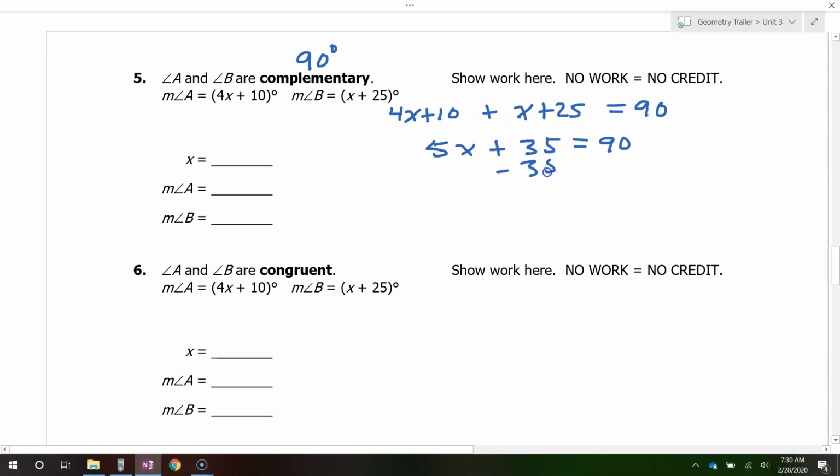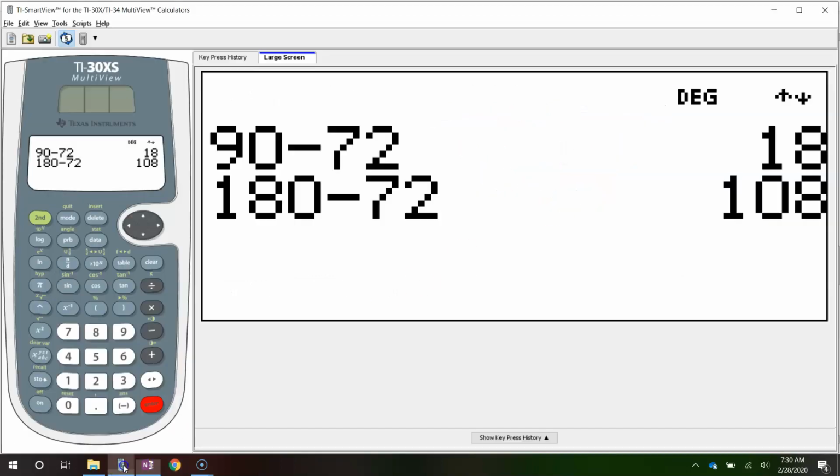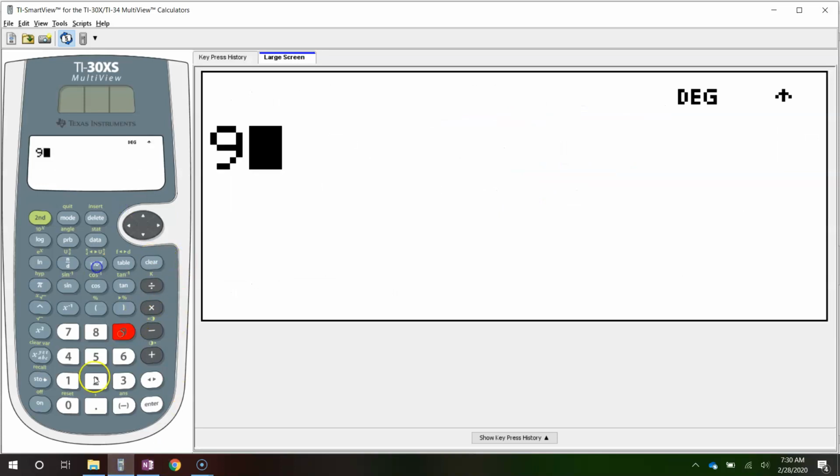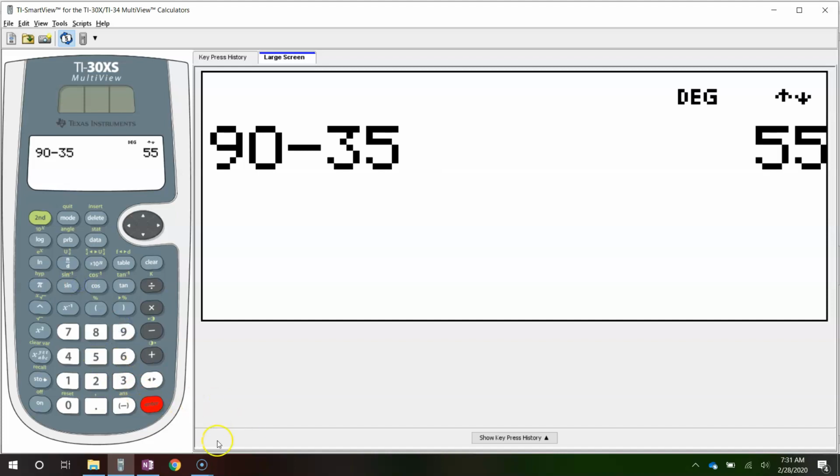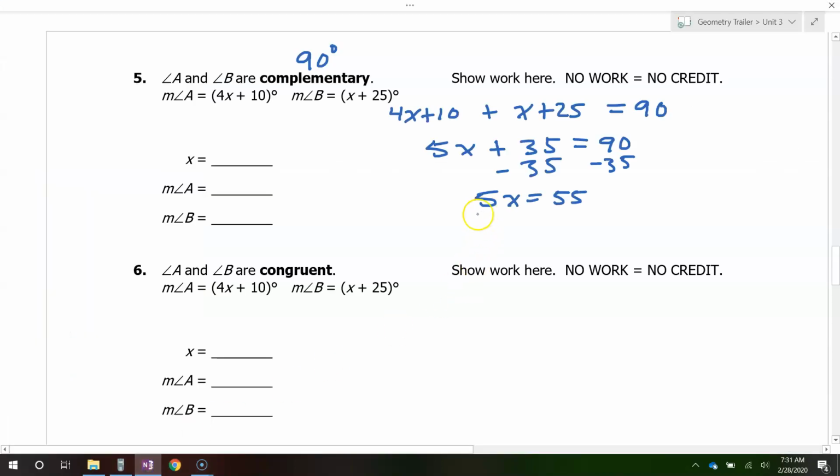And then you subtract 35 from both sides. So you get 5x is equal to 55, because I'm doing 90 minus 35. And of course, then I have to divide both sides by 5. So that gives me x is equal to 11.